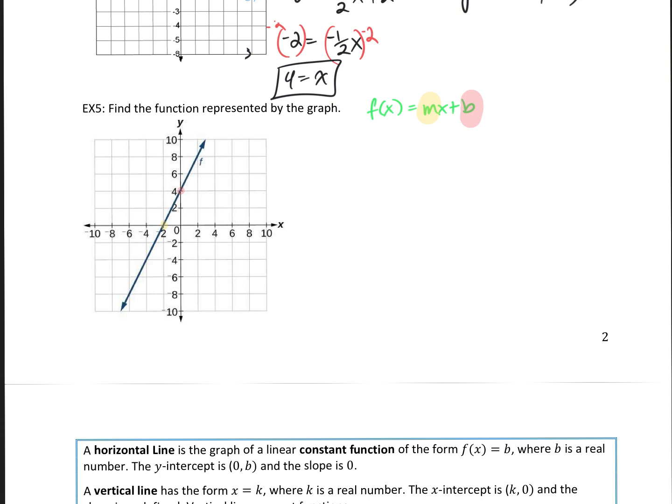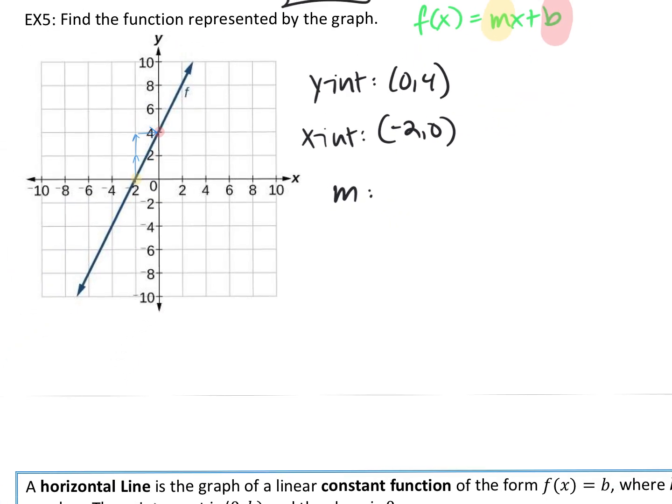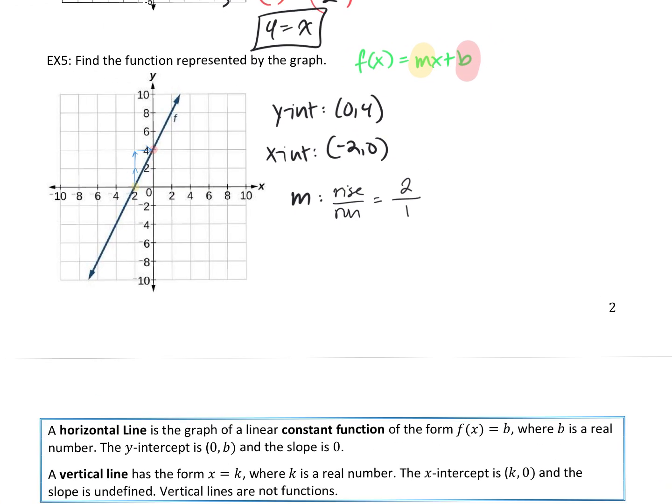Okay, so hopefully you paused the video. I know my y-intercept is (0, 4). My x-intercept is (-2, 0). So to find my slope, which is the only other thing I need, I just need to count up from one point to another. And I'm just choosing my intercepts. So I need to go up 2 values and run 1 value. So my slope, again, remember rise over run, I go up 2, positive 1. So my slope is technically just 2.